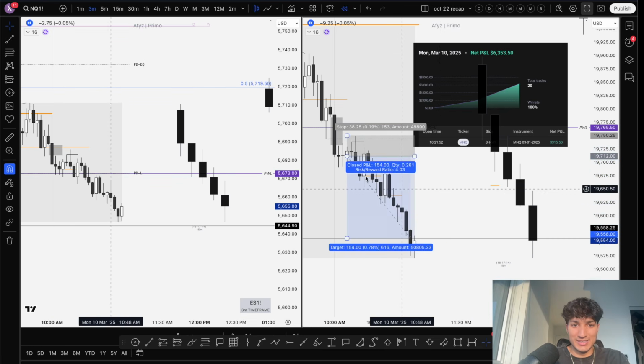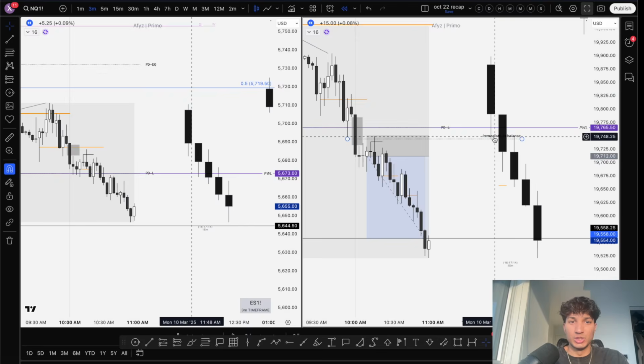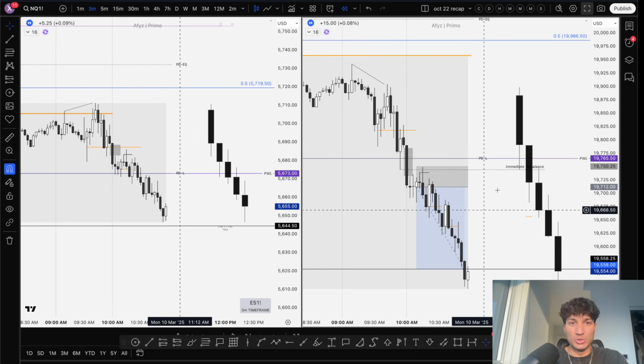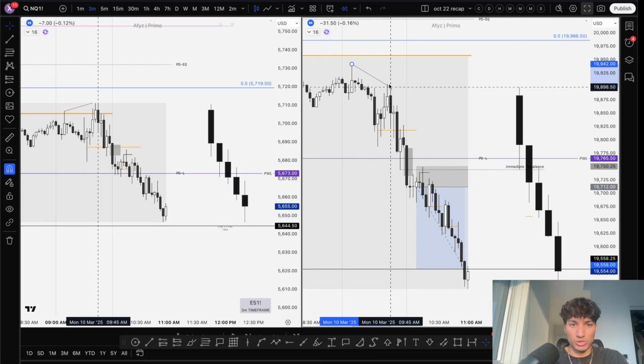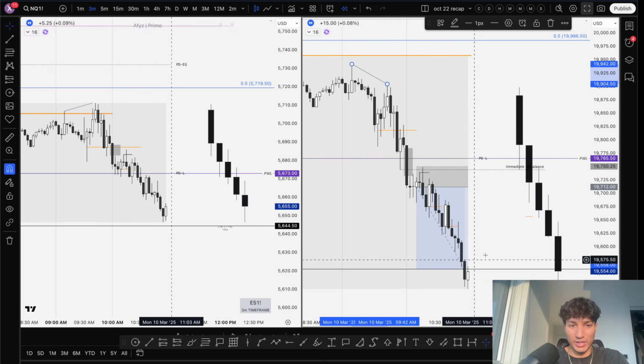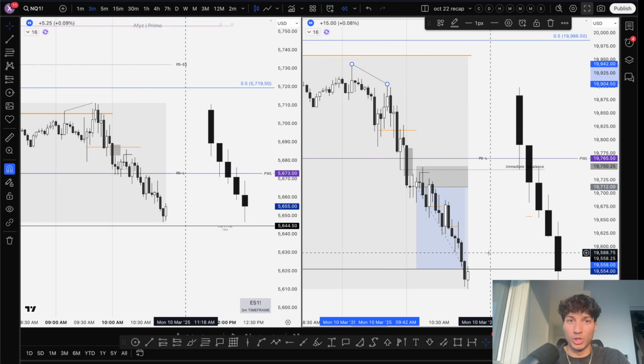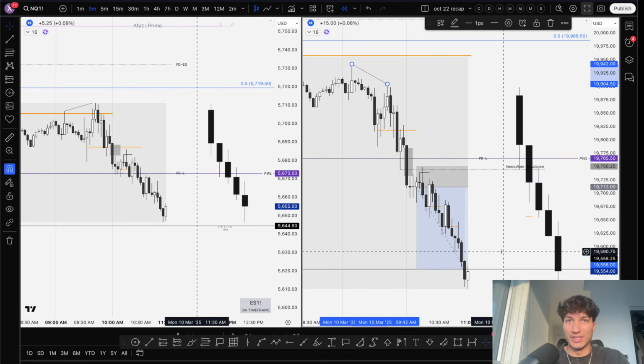So this is an example of a trade that I took using a continuation framework, using a 9 a.m. hourly reversal and a 10 a.m. continuation. And this is how I generally approach trading the New York session every single day. That is my Primo model using 9 or 10 as reversal and continuation frameworks.